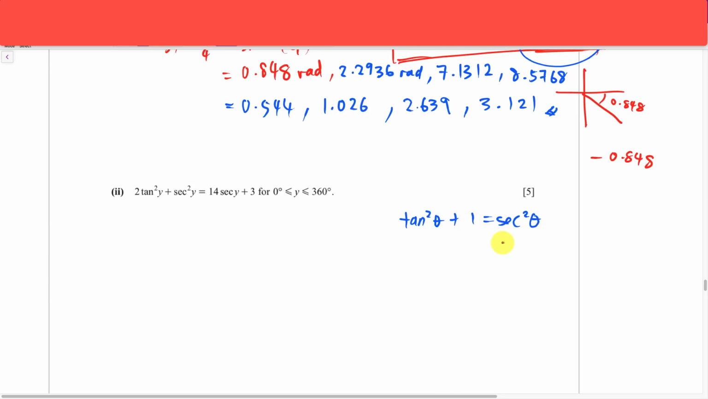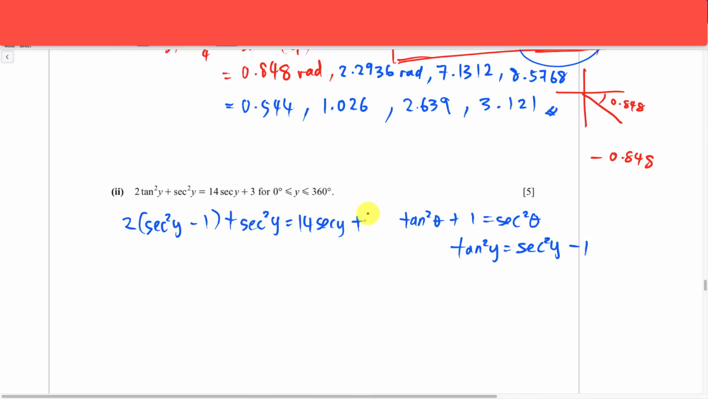Here I just write theta over there, but here you have to write y. So this is why I know tangent square y equals secant square y minus 1, because I moved the positive 1 to the other side. So I will substitute this into here: secant square y minus 1 plus secant square y equals 14 secant y plus 3. You might ask me, why do I know I need to substitute this? Because I see everything in terms of secant. If everything is in terms of secant, I know I can factorize it easily.